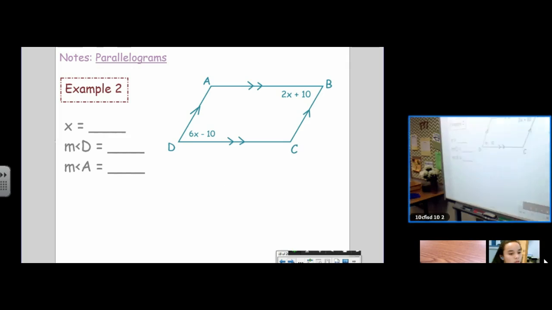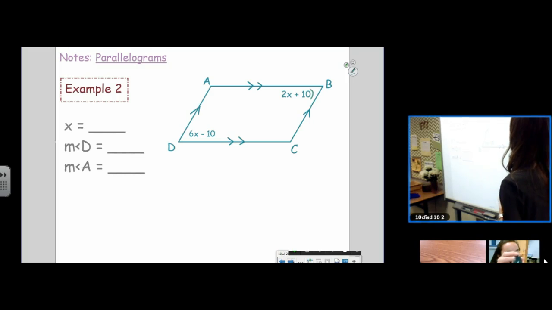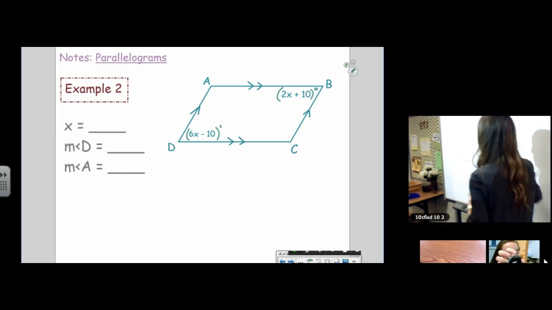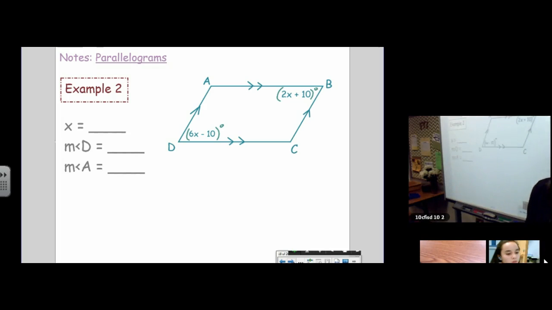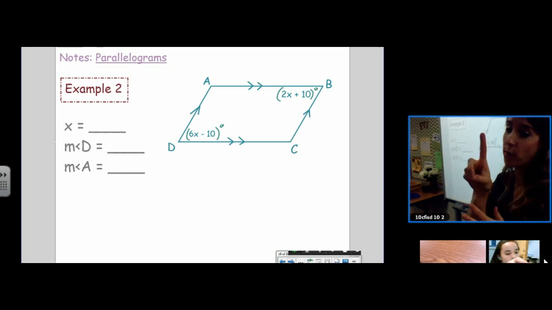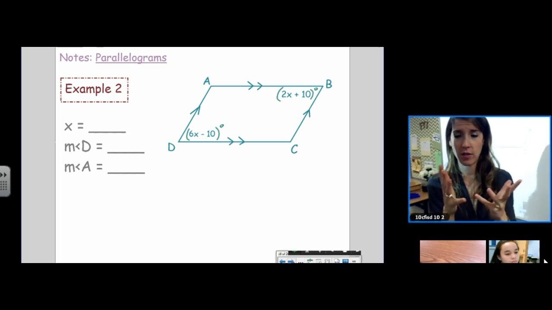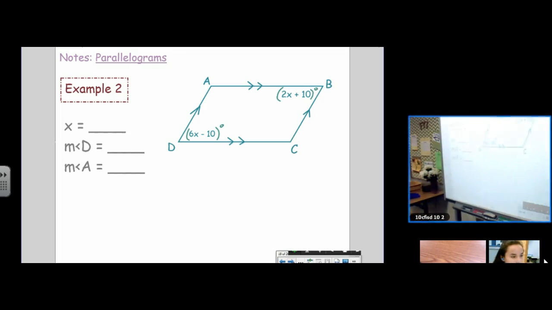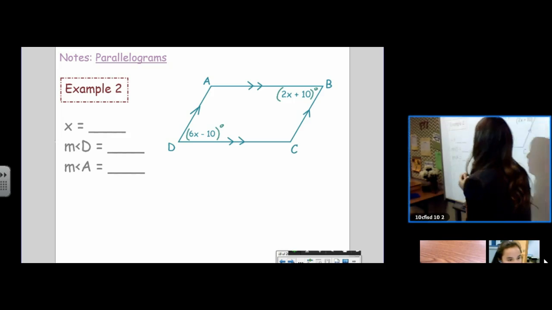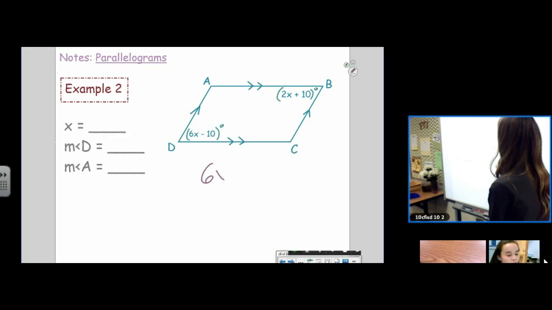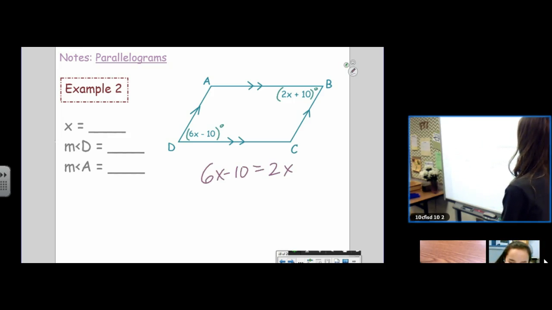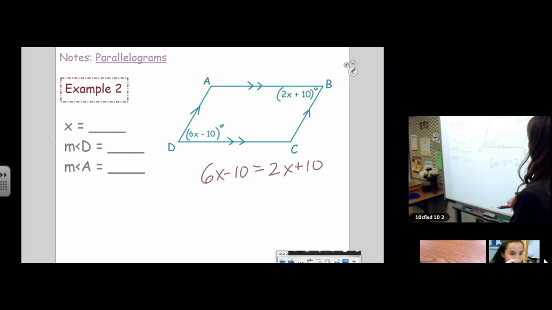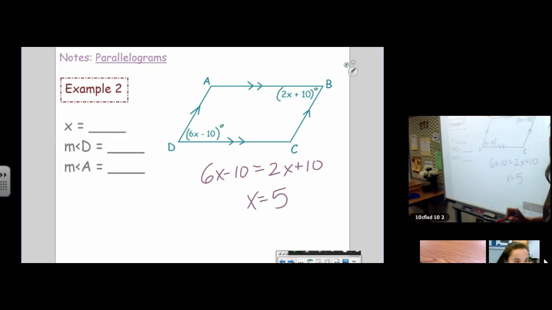All right, example number 2. This one's named for you. These, even though they're not labeled, these are the angle measures. Cool thing about a parallelogram is that when you know one of the 4 angles, you actually know all 4 angles. So you only need to know one in order to know all 4 of them. Property number 3 tells us opposite angles are congruent. Yay! So we can set those equal. X is 5.